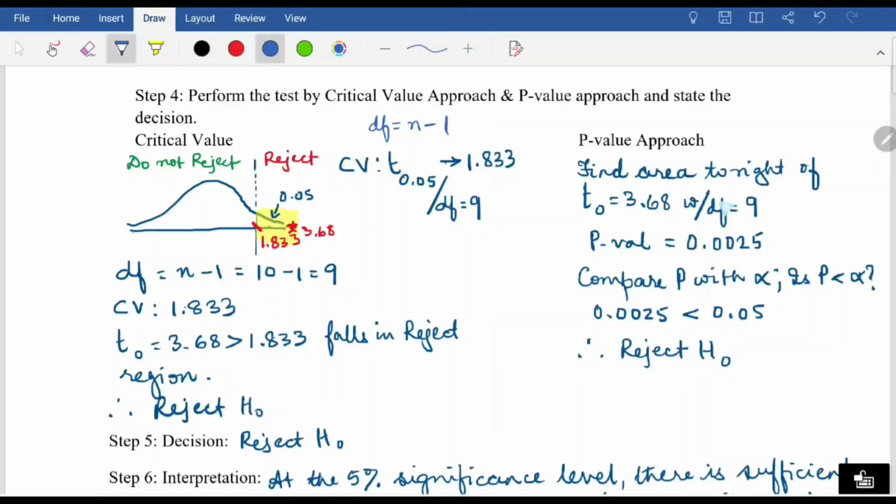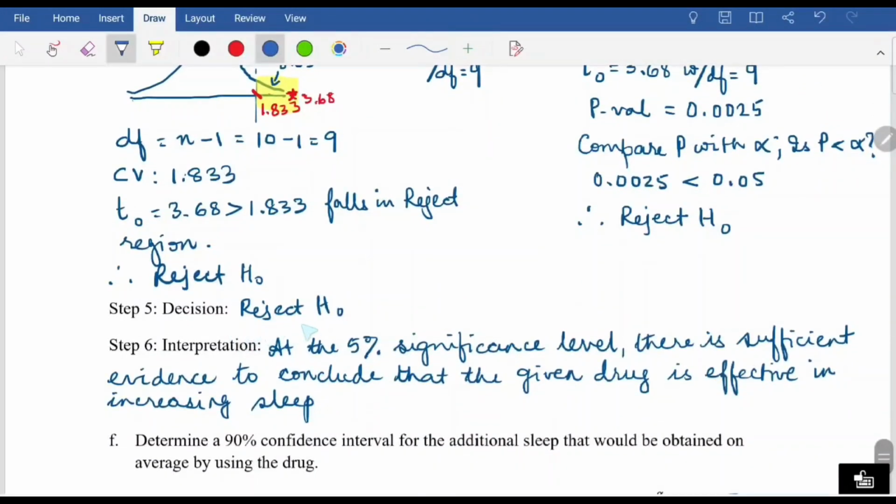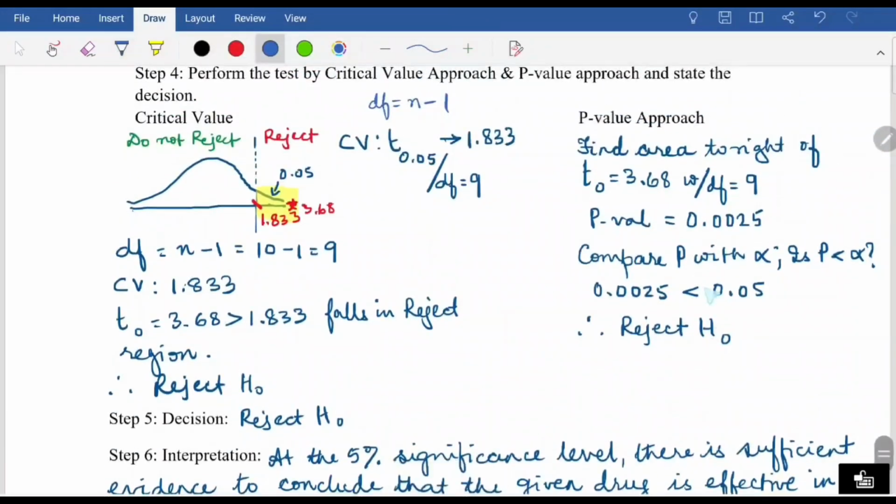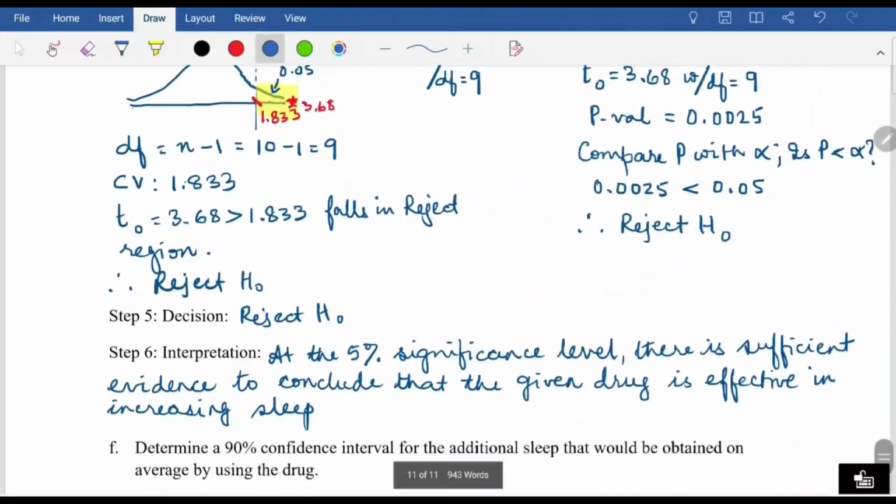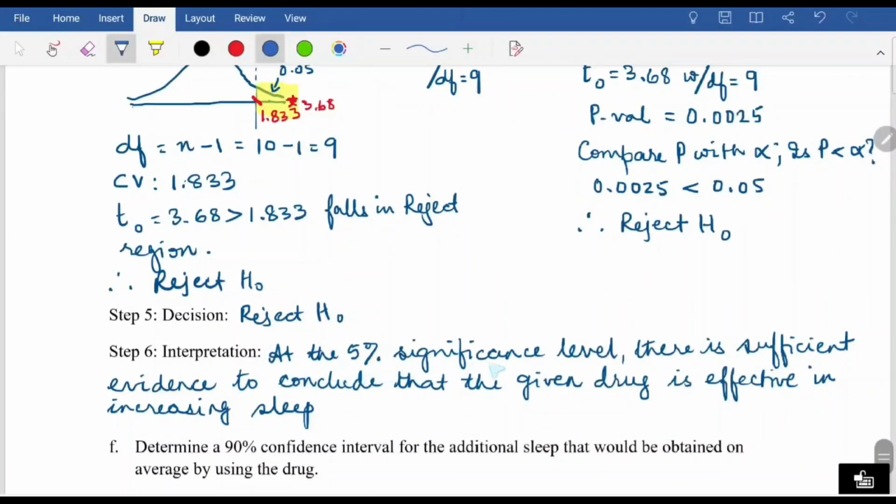And then this is the p-value approach. Using the p-value approach, the decision is to reject the null hypothesis. Both approaches give us the same conclusion, the same decision. So the interpretation is: at the 5% significance level, there is sufficient evidence to conclude that the given drug is effective in increasing sleep.